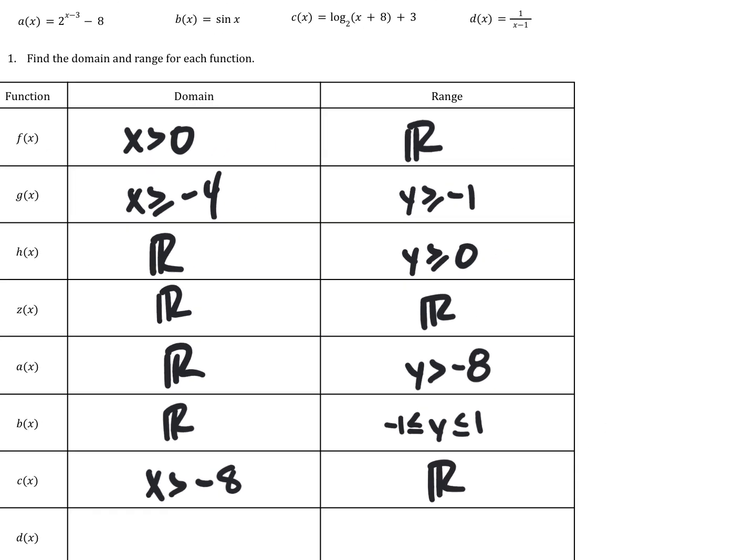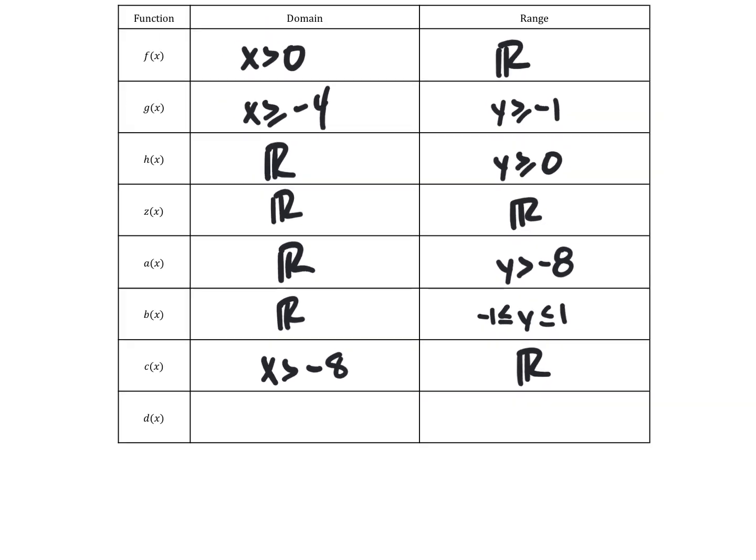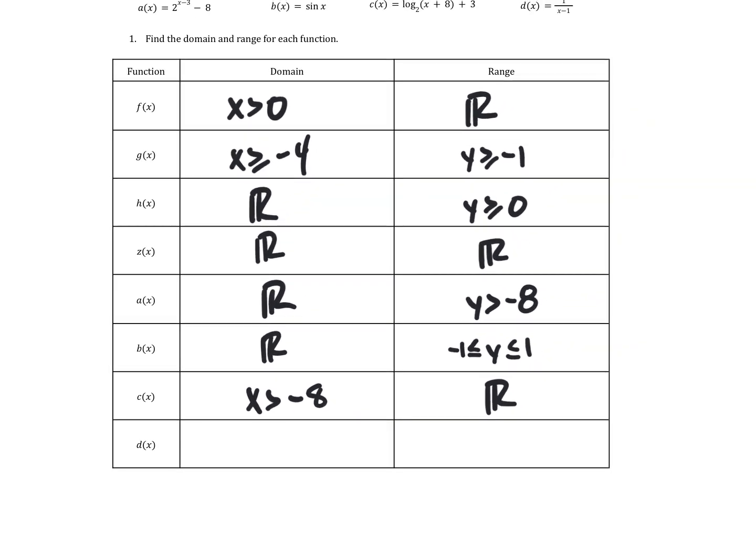Domain of d of x is everything except for x equals 1 because that's the one value that makes the denominator undefined. This is a rational function where the denominator has a greater degree than the numerator, which means that the range is y can't be 0.